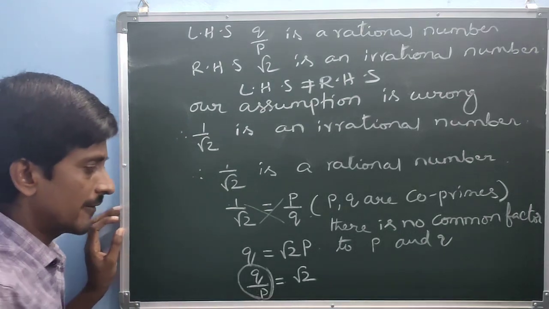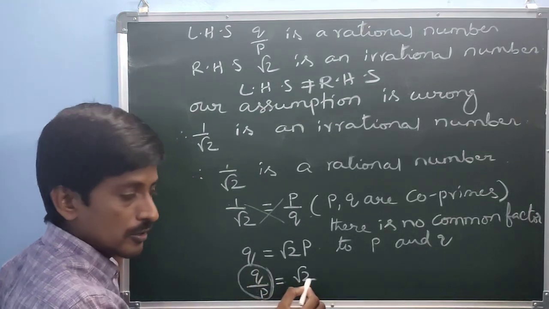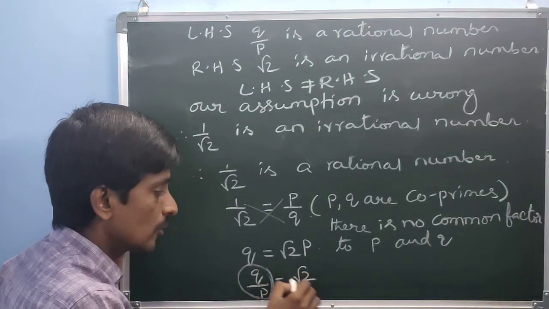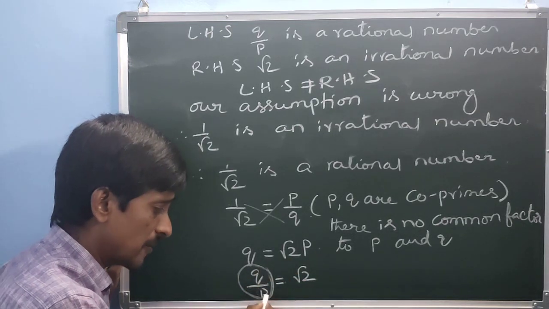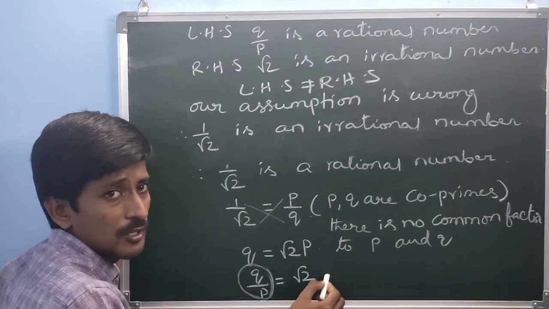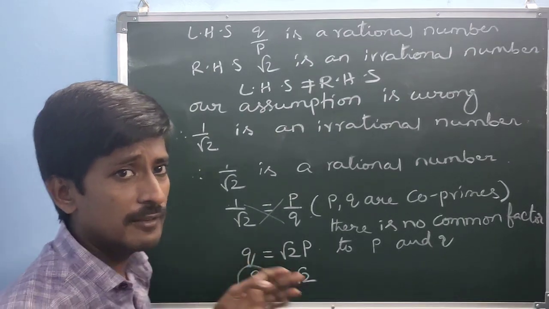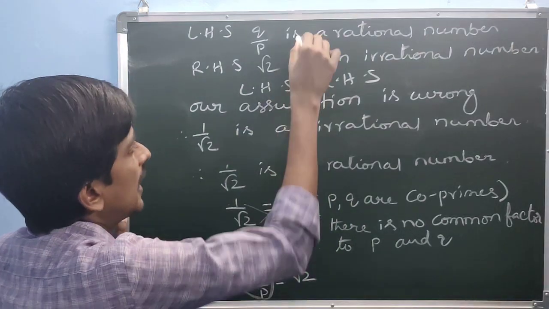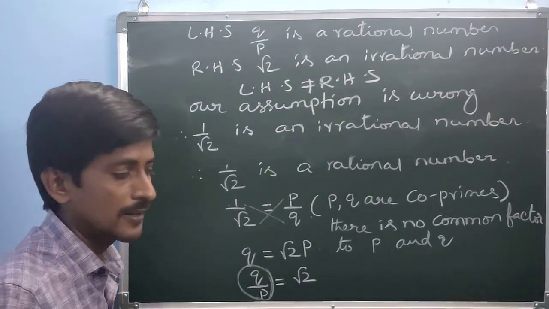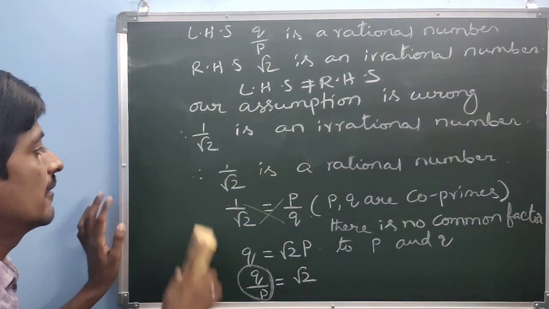Another proof is also possible. Q by P equals root 2. Squaring on both sides, root 2 whole square equals Q by P whole square. Q square by P square equals 2. Already I gave the example that root 2 is an irrational number. That's it. This is the first sum.